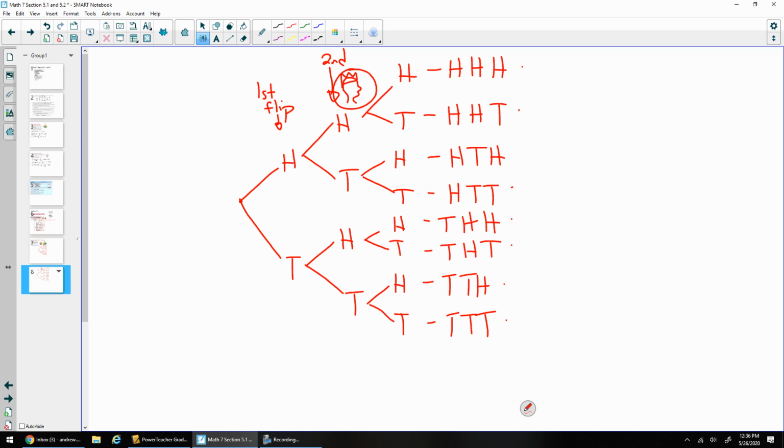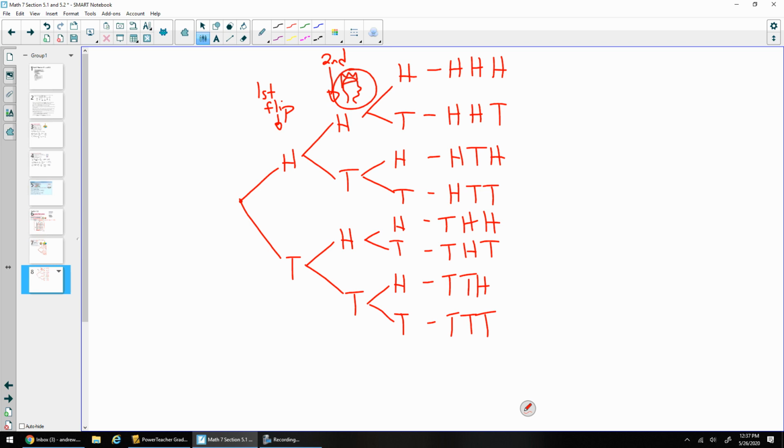I could also say, well, what's the probability of getting 2 heads out of 3 flips? Well, this one has 2 heads, this one has 2 heads, this one has 2 heads, and that's it. So you have a 3 out of 8 chance of getting 2 heads out of those 8 possible outcomes. Okay, and so it's just an easy way. I like these tree diagrams. If you have more than 2 outcomes or 2 events happening, it's an easy way to see it.